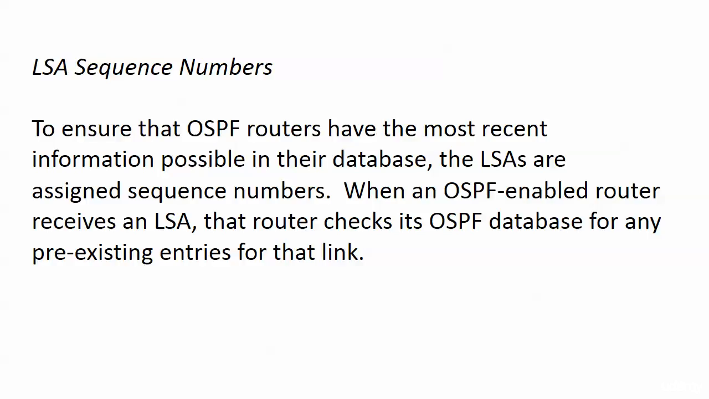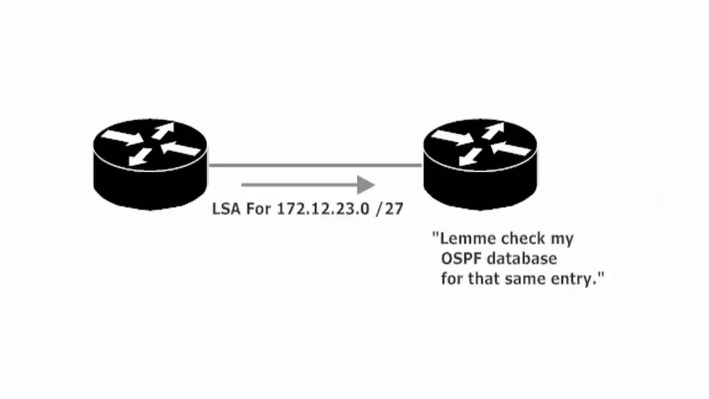As I mentioned at the end of the previous video, we've got to make sure that any information coming to our router is the latest and greatest information before we overwrite the information that we already have. And with OSPF, that's all about the LSA sequence number. When an OSPF-enabled router receives an LSA, first it's going to check that OSPF database that we just looked at for any pre-existing entries for that link.